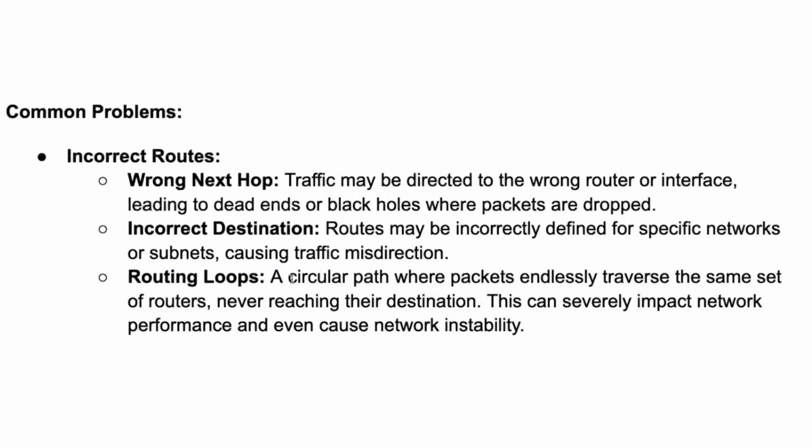And then there's the routing loop, which is a circular path. I mean, it's a loop, right? It's a circular path where packets endlessly traverse the same set of routers, and they never reach the destination because they're literally just in a loop. This can severely impact network performance and even cause network instability, obviously, because all of the packets are basically going in a loop, ending up at the place they started from, and going in a loop again. They're not doing anything. And if it happens to every packet that's trying to leave your network, then your network just crashes.